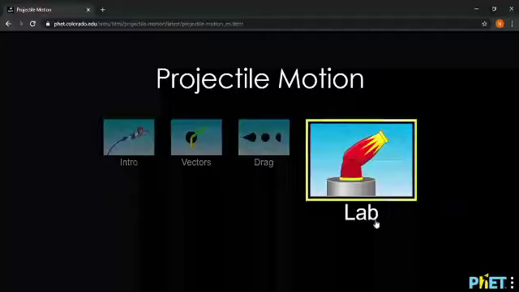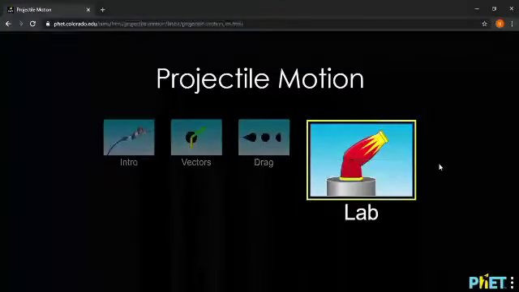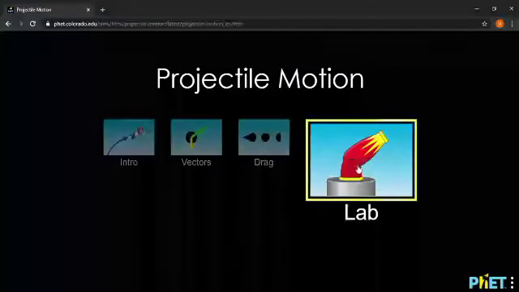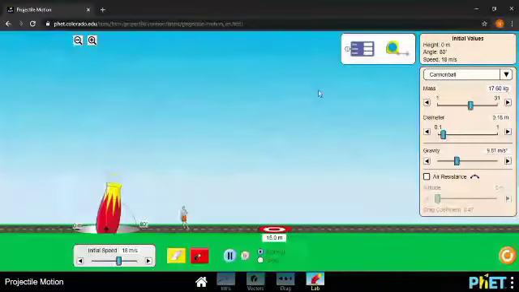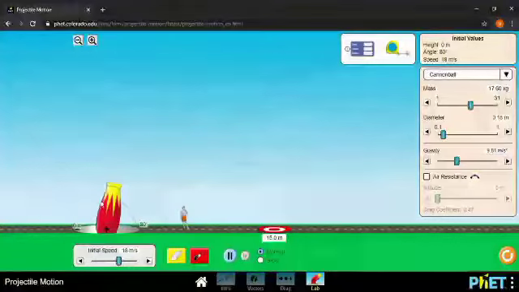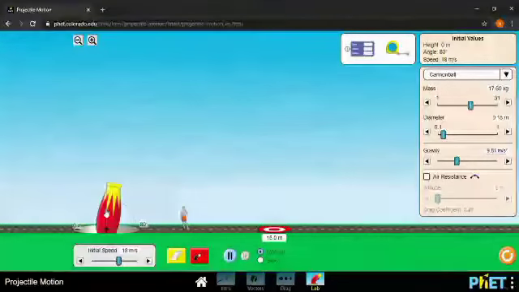So this is the virtual simulation and you have to choose lab. In this simulation, you can launch the cannonball by clicking this button at 3 different angles: the first angle is 70, the second is 45, and the last is 30. You can adjust the angles by moving the launcher up and down.